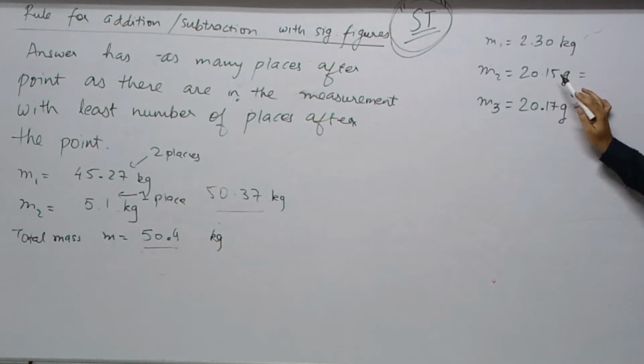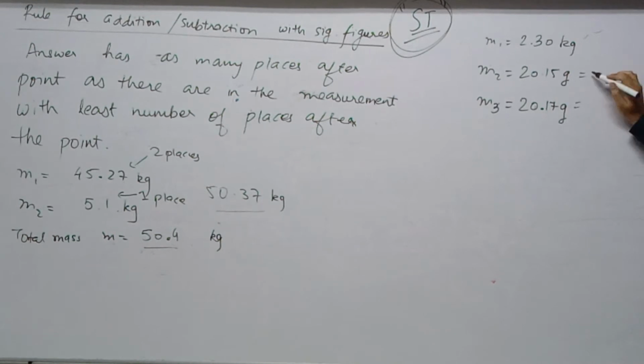Everyone? Sure? So if I divide by 1000, what will be the first one? I mean M2? 0.0022015. Is that okay or not okay? Yes. Sure? Everyone got that? Dividing by 1000. And similarly 0.02017. Right? So these are the three masses now.